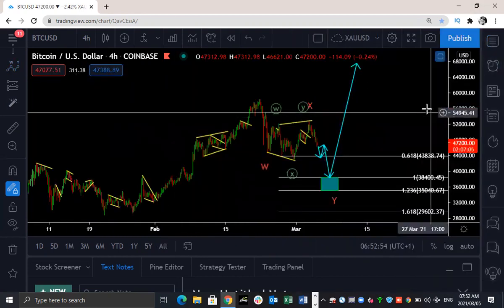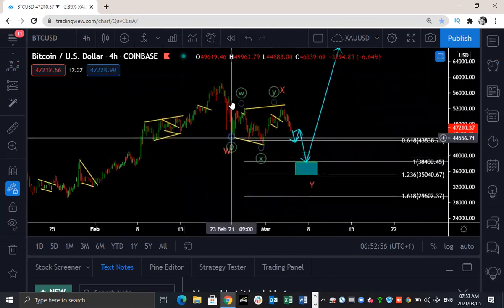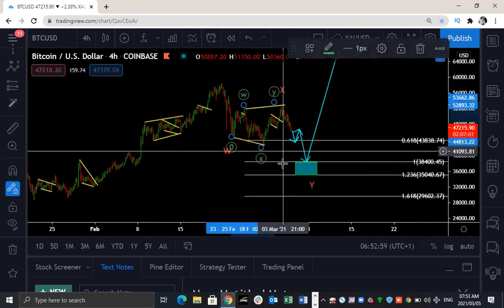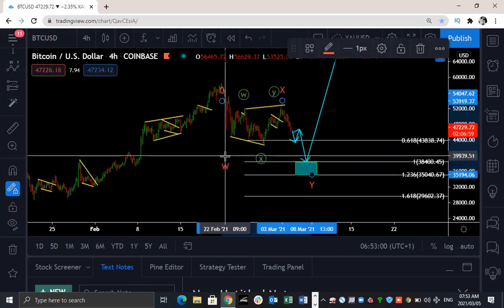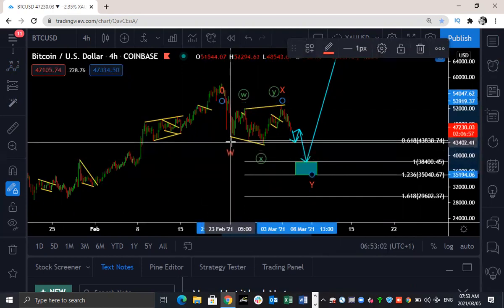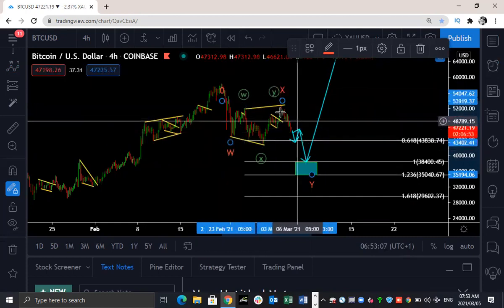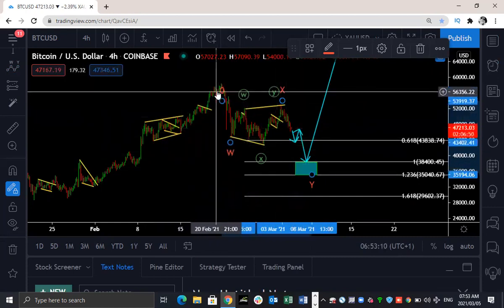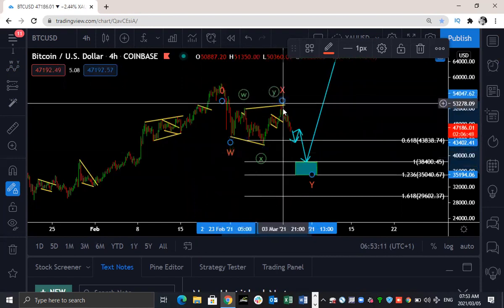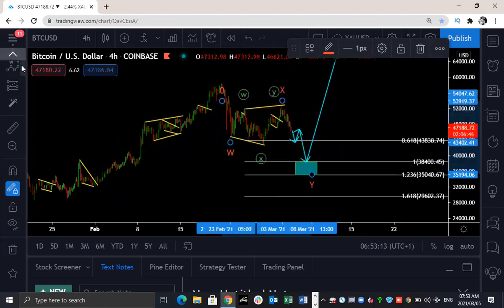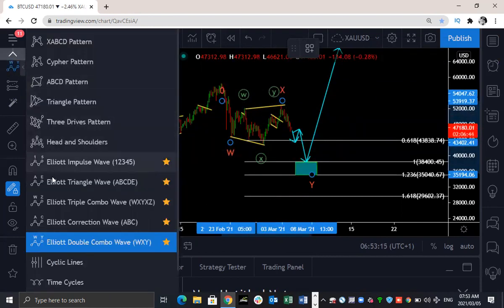Let's just get more space here. So that is WXY in this degree here. The W in red is this one here. So here is ABC. That's why I didn't put it on there. So it's ABC, and it looks like we're gonna have another ABC. So I'm gonna get ABC in the same degree.